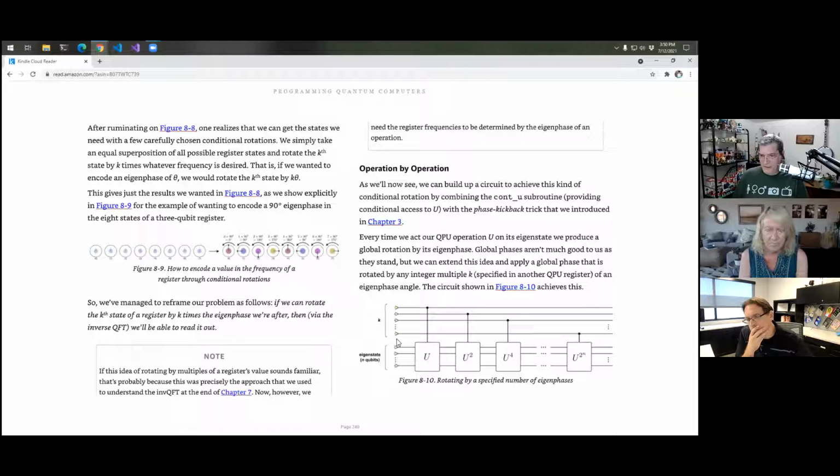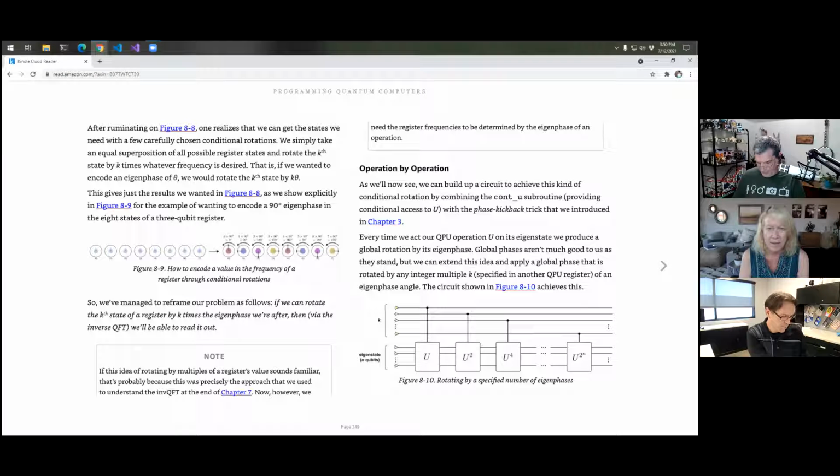Is this one the input? The eigenstate would be the input, right? It's interesting what the text says up there. It says, we'll now see we can build up a circuit to achieve this kind of conditional rotation by combining the controlled-U subroutine, providing conditional access to U, with the phase kickback trick, which I don't remember what that is. Do you guys remember?